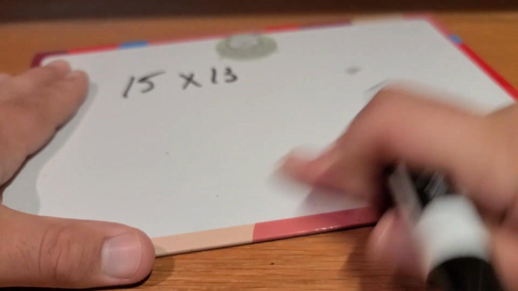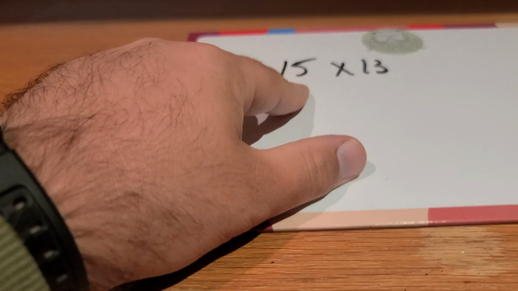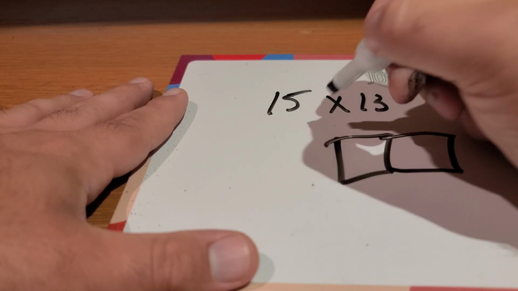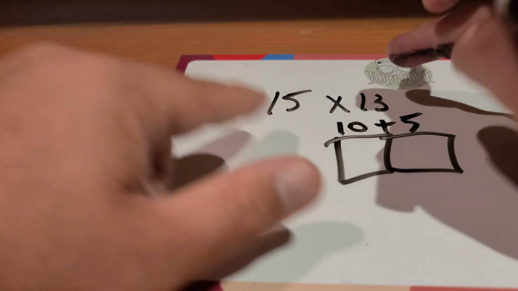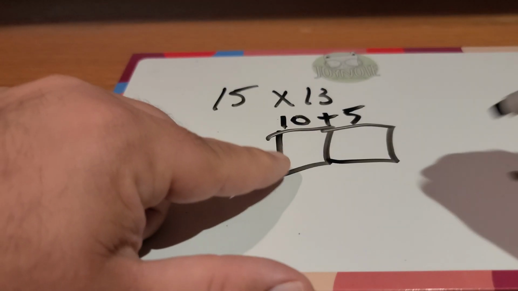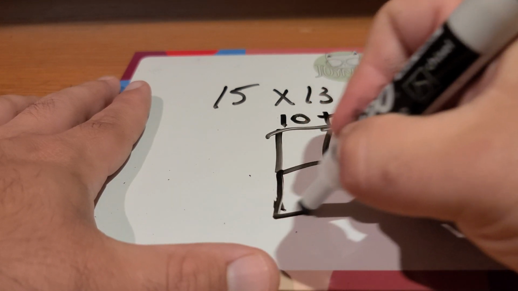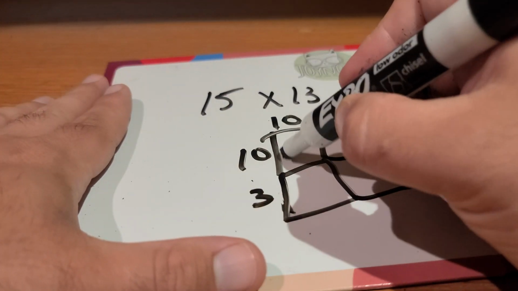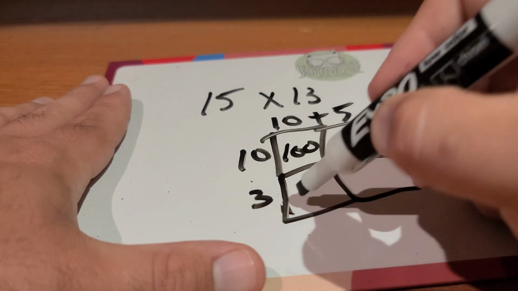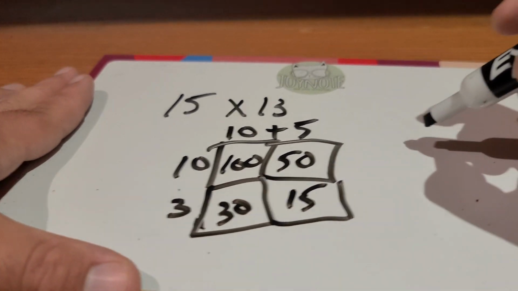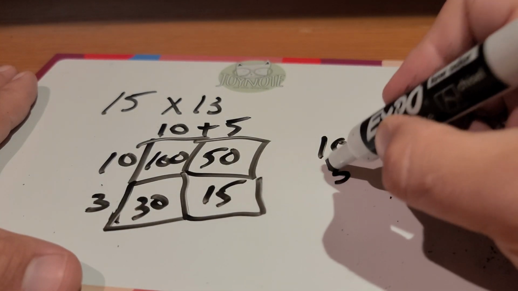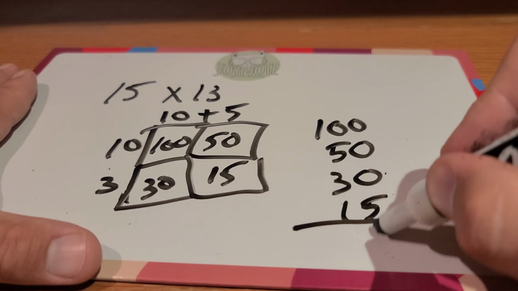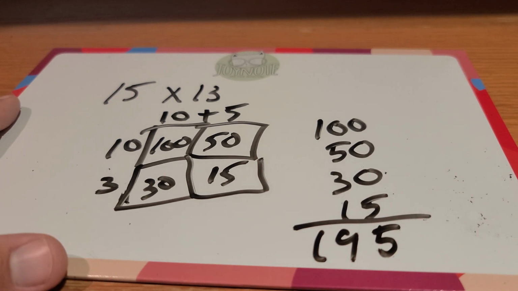Then we looked at the box method. Again, how many place values? Our first number has 2, so we're going to draw 2 boxes. Put it in expanded form. And now our second number also has 2 place values, so we need to add 2 more boxes. And then put 13 in expanded form. Multiply inside the boxes. Add them up on the side. 100, 50, 30, and 15. Add them up. 5, 9, and 1.